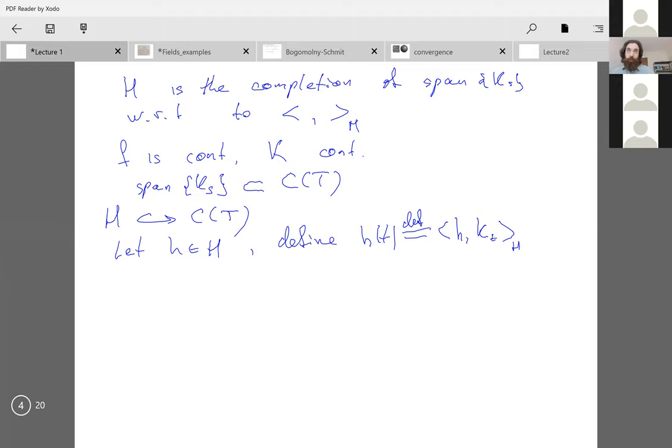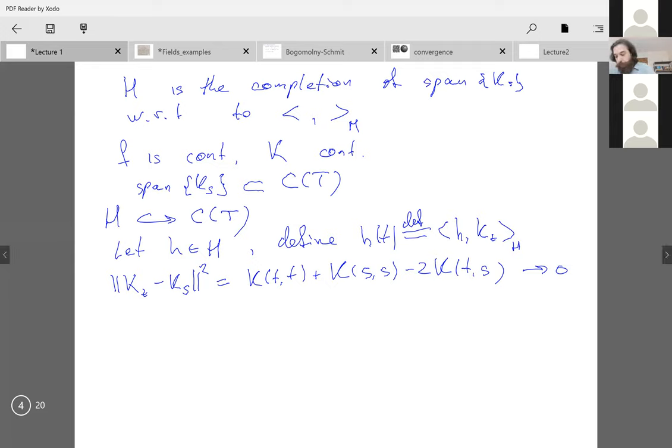Actually, it's quite easy to check that, let's look at KT minus KS. Well, this is just KTT plus KSS minus twice KTS, and this goes to zero. Again, because K is continuous. But this means that if you look at HT minus HS, then this is bounded by the norm of H times the norm of KT minus KS, so this goes to zero. So this proves that H is a continuous function.